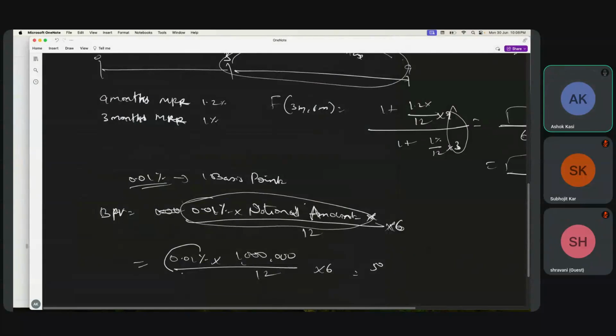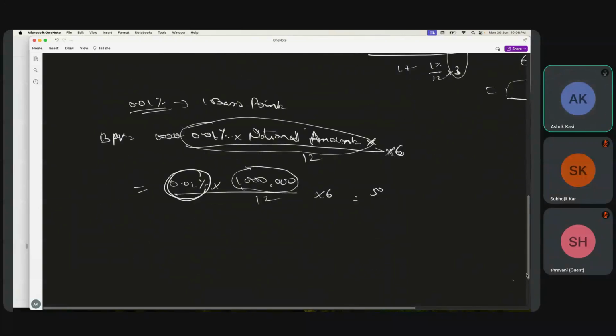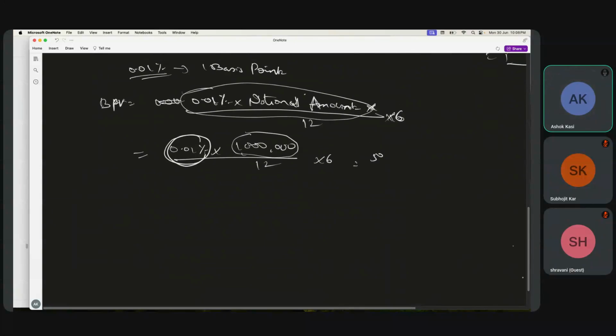So here this will not move highly. This notional amount is making the movement. Okay. Is it fine? Okay.